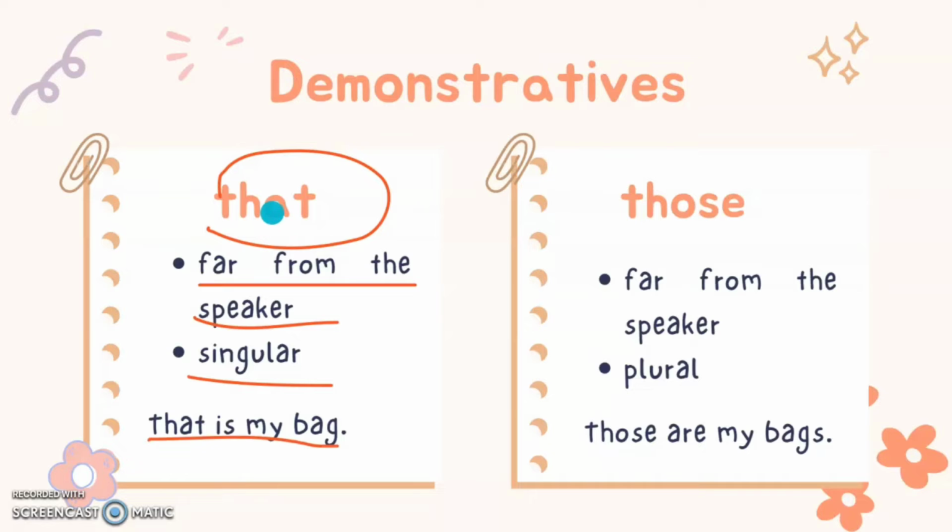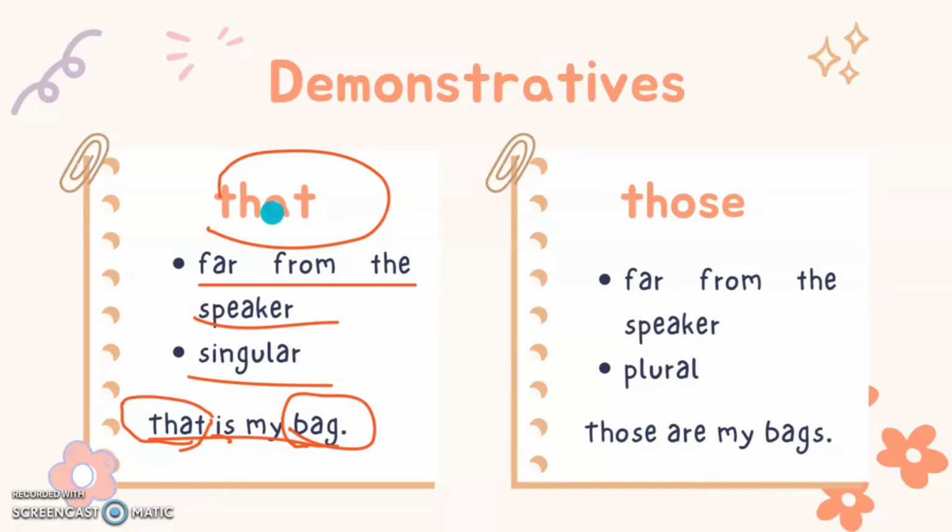That is my bag. From my given example, that is my bag. Meaning, tinuturo ng speaker yung bag. Ibig sabihin, malayo sa kanya. There is a distance. Bakit ang ginamit natin ay that? Bakit hindi this? Kasi, we are looking for the location. And our verb here is is, which is singular, and our object here is bag, which is also singular. That is my bag. Okay, ano naman ang plural form ng that?